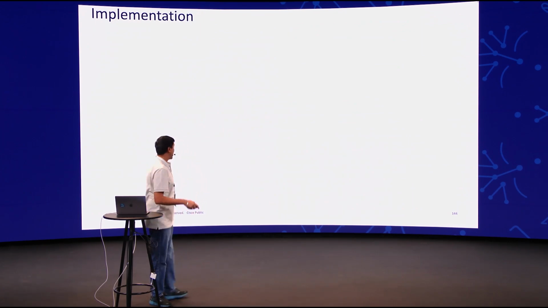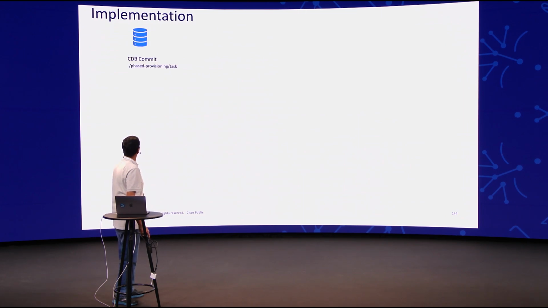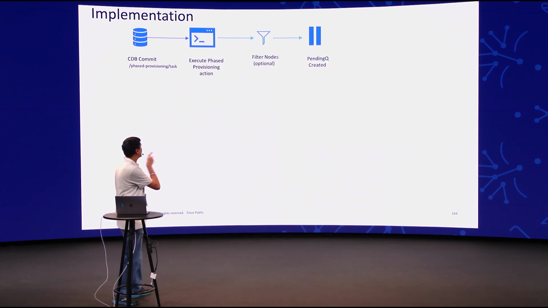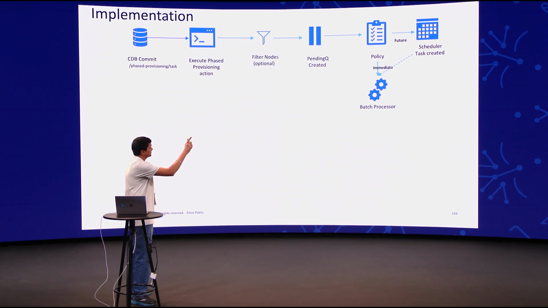Here, I want to just quickly skim through what happens internally, the flow. The user will commit the task and run the phase provisioning action. At that instance, the framework will, if an optional filter is provided, filter the nodes, and we add them to a pending queue. Then, based on the policy, if it is immediate, we start executing what we call the batch processor. Or if the policy is a schedule, we create the NSO scheduler task, which invokes an internal action that does the same batch processor thing.